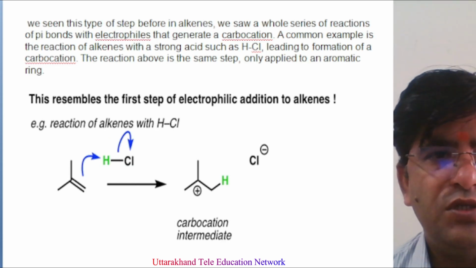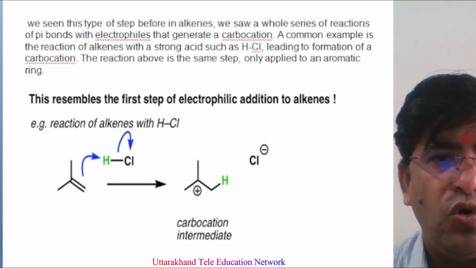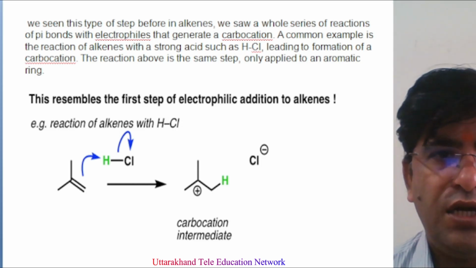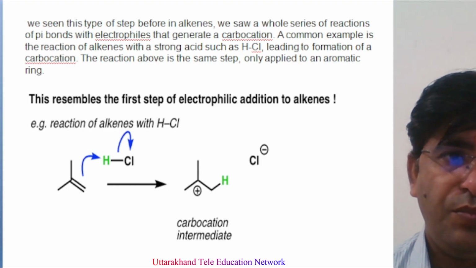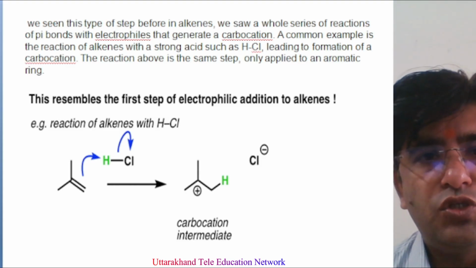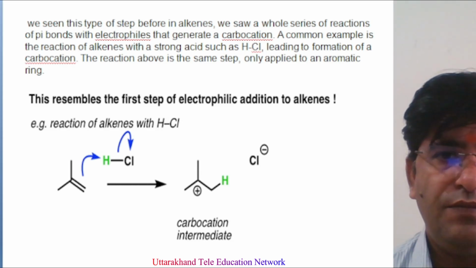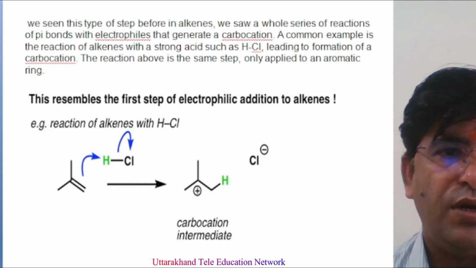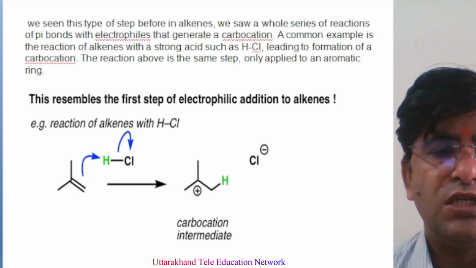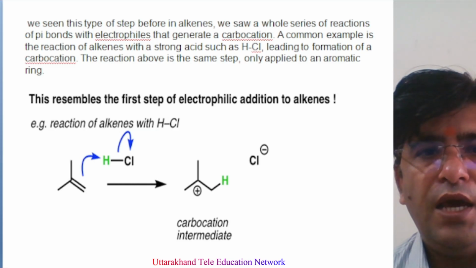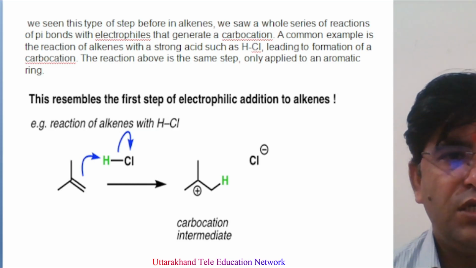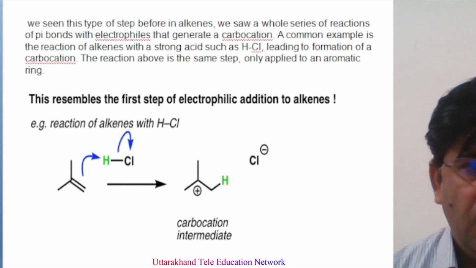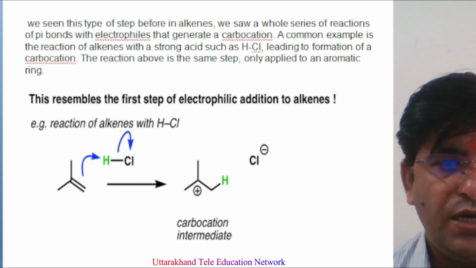Have we seen this type of step before in alkenes? We saw a whole series of reactions of pi bonds with electrophiles that generate a carbocation. A common example is the reaction of an alkene with a strong acid such as HCl, leading to the formation of a carbocation. The reaction above is the same step, only applied to an aromatic ring. This resembles the first step of electrophilic addition of an alkene. This is the representation of electrophilic addition of an alkene.